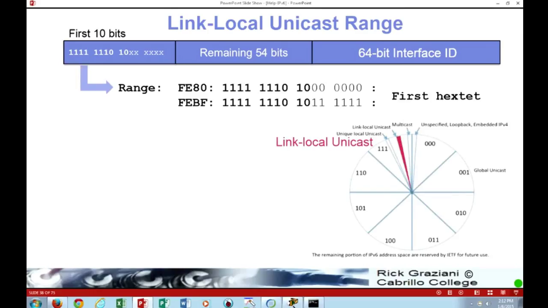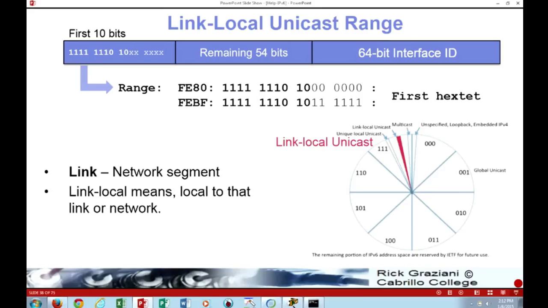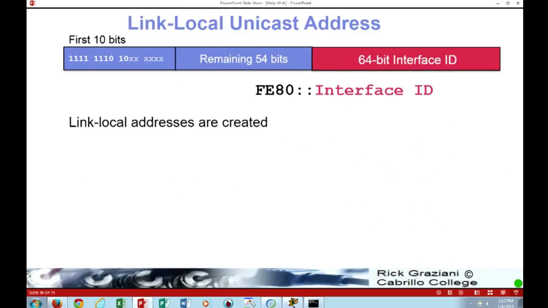Let me get through this real quick. Here's the range. They begin with these first 10 bits, FE. You usually see it as FE80, but it can be anything from FE80 to FEBF. So when you see FE something, it's usually a link local address, anything in that range.